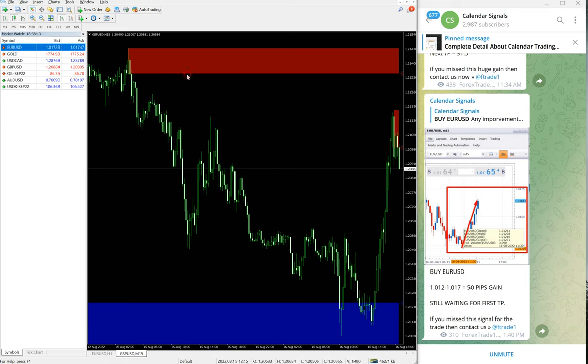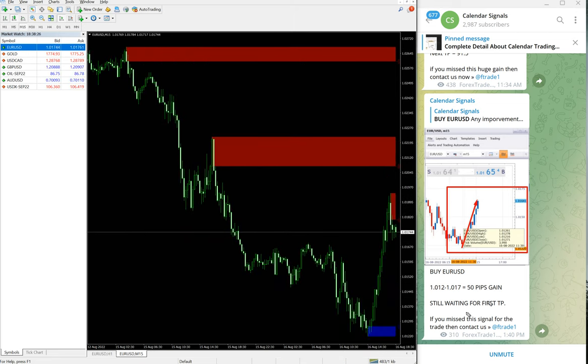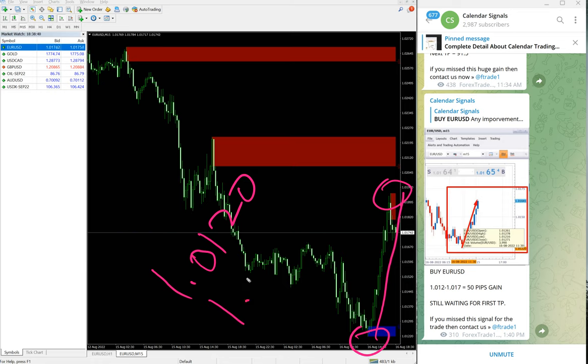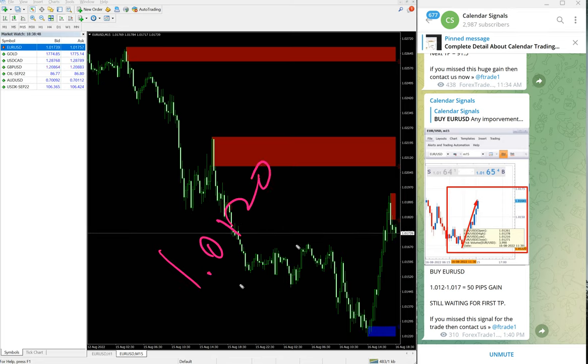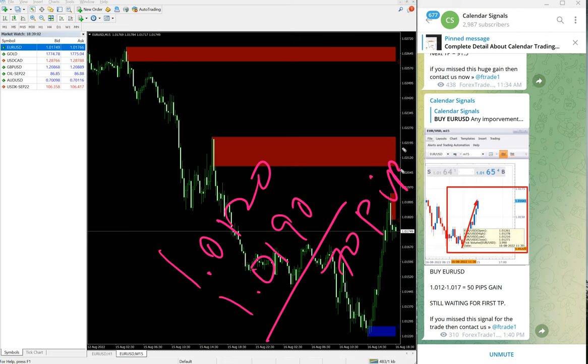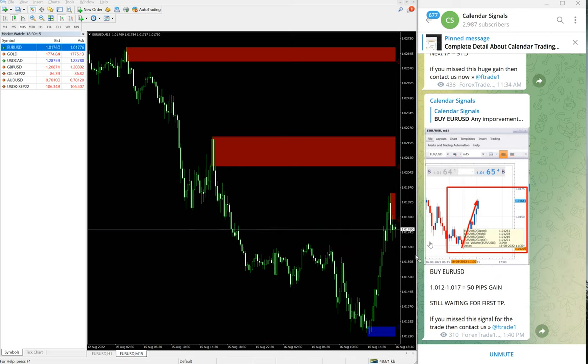And then EURUSD. Let me open the EURUSD chart. Yes, here it is. We gave buy EURUSD today. Entry at 1.0120, around here, and it traded all the way till here, high of 1.0190. So 70 pips gain on the EURUSD buy signal. And we updated at 1:40 p.m. GMT, 50 pips gain. It went a further 20 pips up, so 70 pips gain on EURUSD.